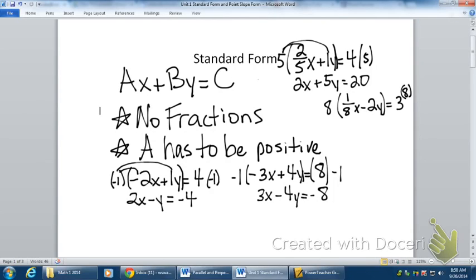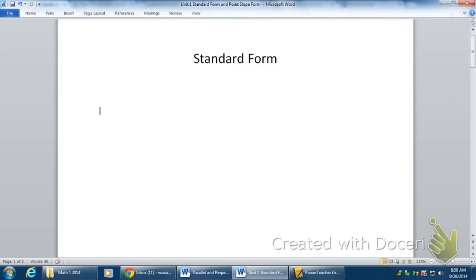So for this, I'm going to distribute this. All this is going to do is get rid of the denominator. It's going to kill the fraction. So all I have left is your numerator, or 1x. Now you could write 1 in front of that. That's fine. You don't have to. It's up to you, okay? Then you need to distribute 8 times a negative 2y. That's going to give me a negative 16y. And then 8 times 3 is going to give me 24. So am I in standard form? Yes.